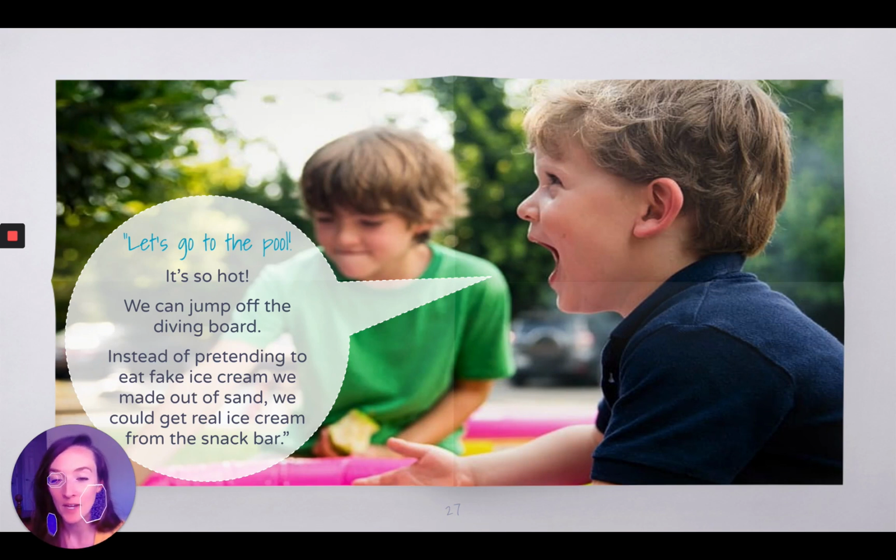So here we have a picture of some kids, and this one says, "Let's go to the pool. It's so hot. We can jump off the diving board. Instead of pretending to eat fake ice cream we made out of sand, we could get real ice cream from the snack bar." So he's giving a pretty good case for why he should go to the pool with his friend and why they shouldn't just play in the sandbox anymore.